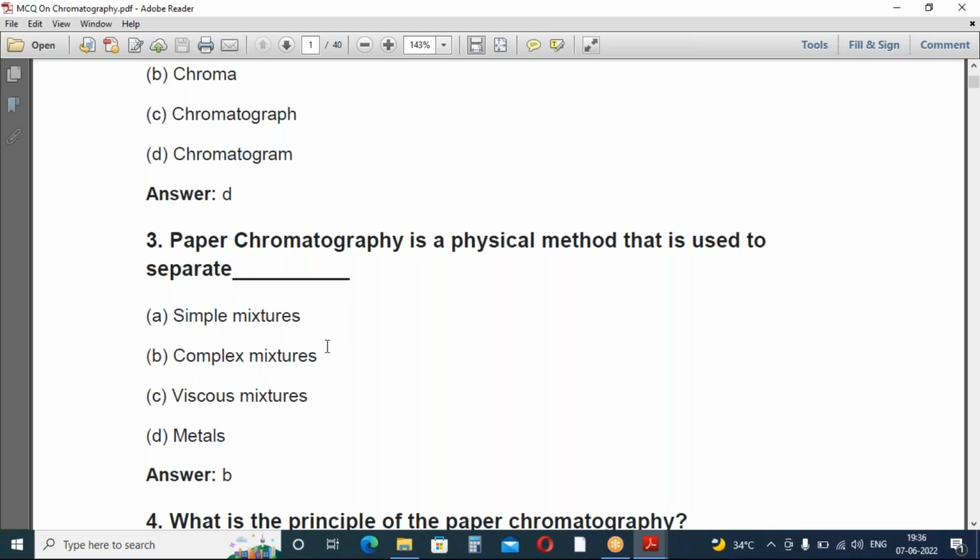Not for simple mixtures. Yes, Sonakshi, this is mainly used for complex mixtures, because the mixture contains different components, and those are separated by chromatography. Any chromatography technique is mainly used for the separation of the components present in a mixture only.